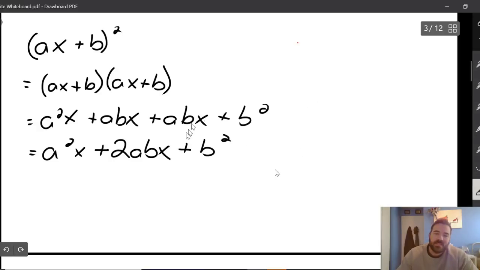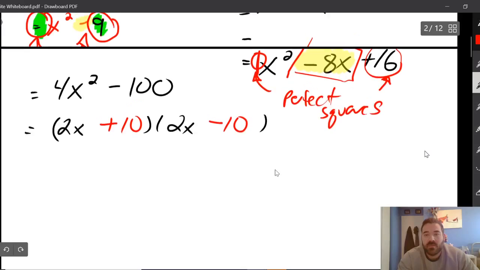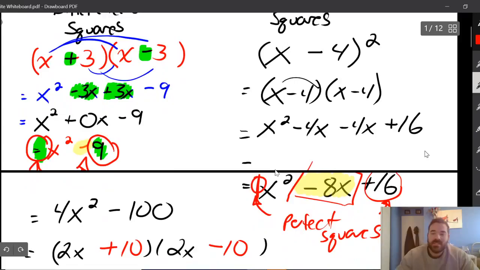And if we get rid of the x's, just to simplify this a bit, just to look at the coefficients, I can see that this middle term is actually the square root of a squared, which is a, times the square root of b squared, which is b, times 2. So it's 2 times the square root of a squared times the square root of b squared. So in order to check if something's a perfect square trinomial, I'm looking to see, okay, is the a coefficient a perfect square?